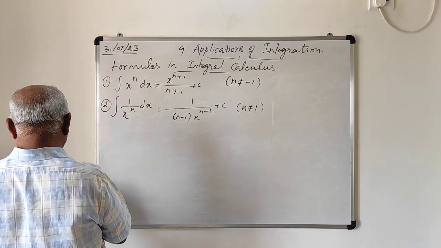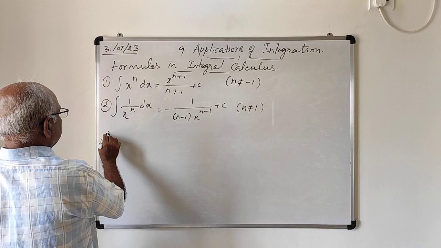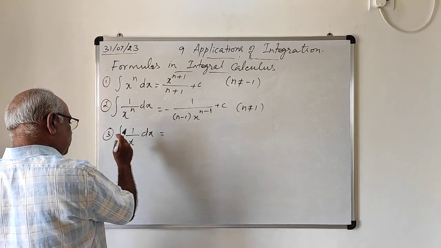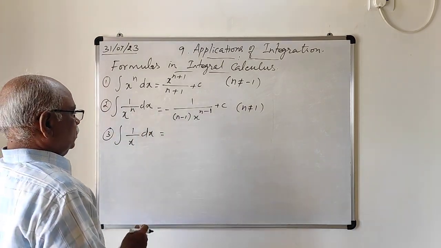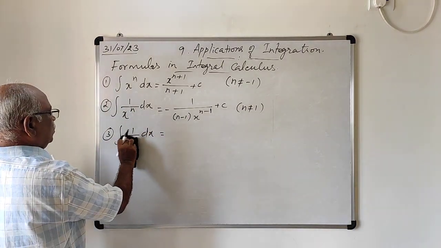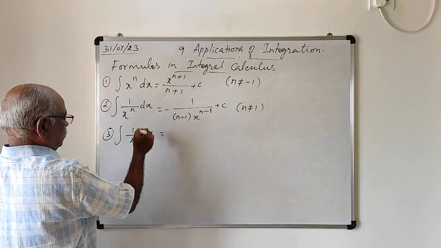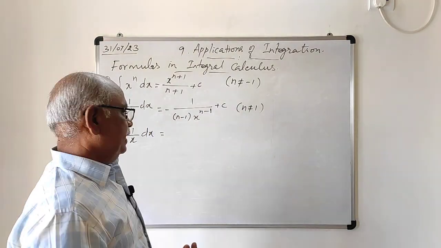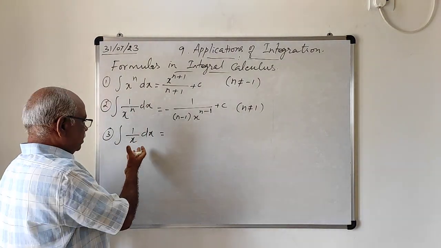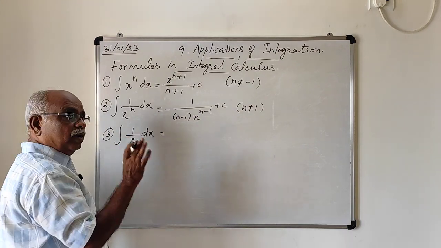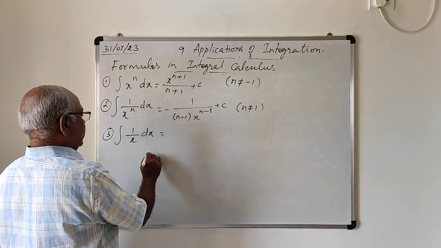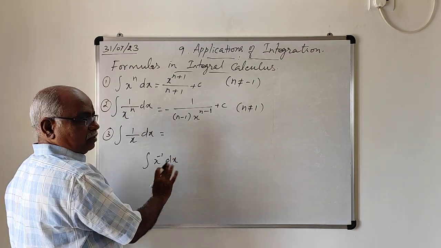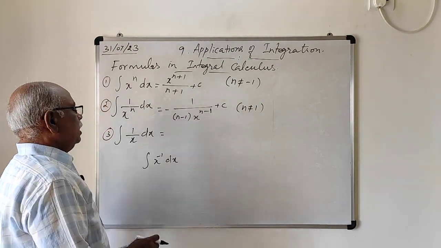Third one. Integral 1 by x dx. This 1 by x should not be brought to x power minus 1. You cannot express this as x power minus 1 plus 1 by minus 1 plus 1, which is x power 0 by 0. That is infinite. That integration terminates. It will not give an answer. So for this integration, you have one separate result, integral 1 by x dx. You cannot integrate this as x power minus 1 dx. If you integrate x power minus 1 plus 1 by minus 1 plus 1, it does not exist because minus 1 plus 1 is 0.